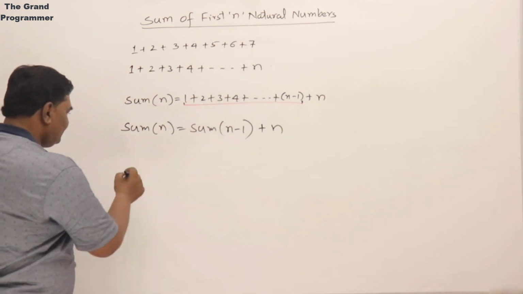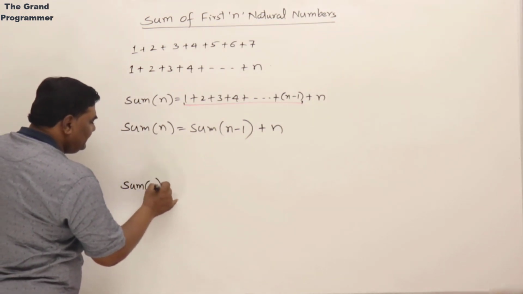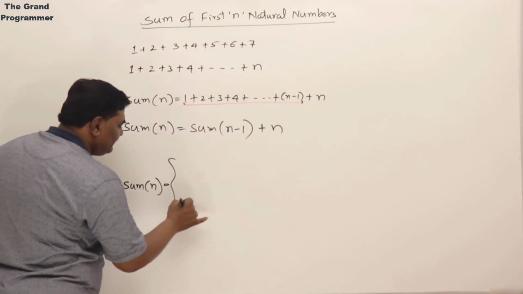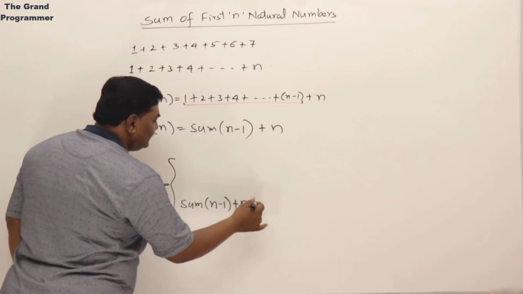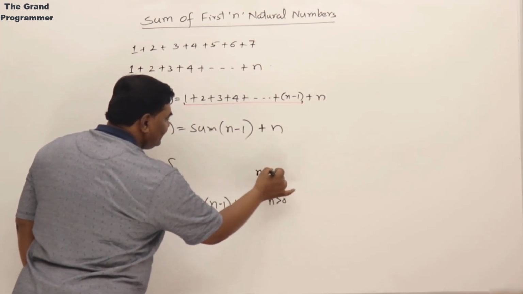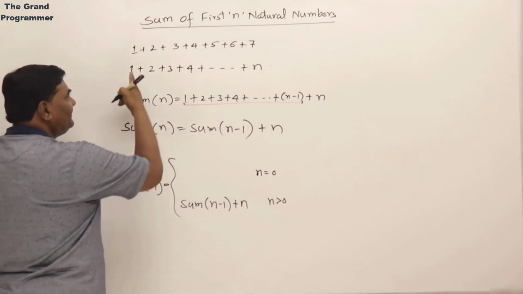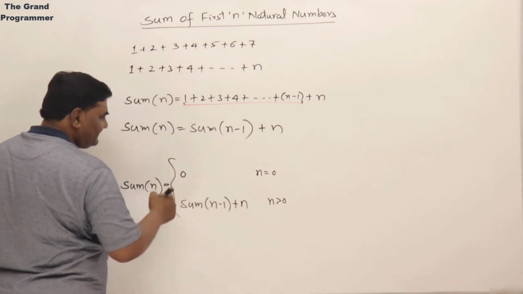Now I can write it like this. The sum of n terms can be defined as the sum of n minus 1 plus n if n is greater than 0. If n is equal to 0, then it's not a natural number, as natural numbers start from 1 onward. So for n equal to 0, let us say the answer is 0.